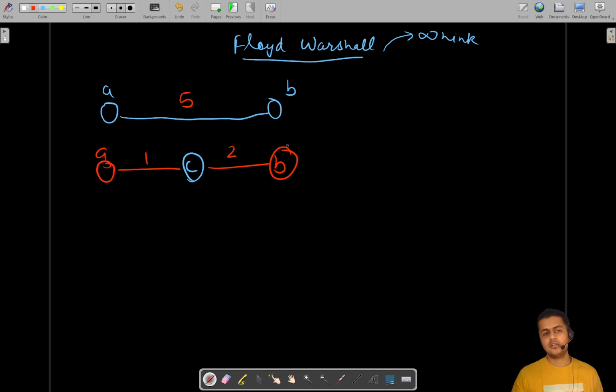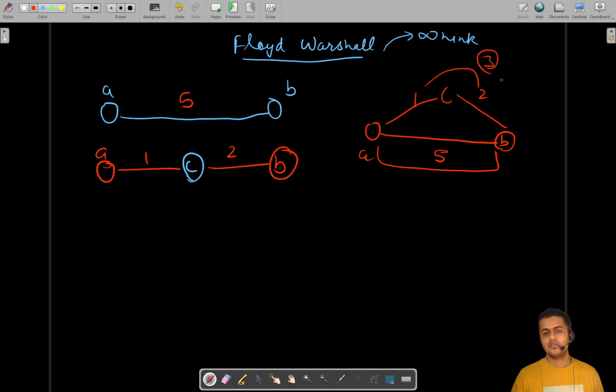So you can see that there are two paths to reach right now from A to B. You can consider the situation like this. This was taking 5, and this was taking a total of 3 distance. So you can see that the second path, or this path I am talking about, is more favorable because it's taking less distance. So we can consider this intermediate node to be included in the path from A to B instead of going directly. Okay, so this is the whole idea of this Floyd-Warshall algorithm.